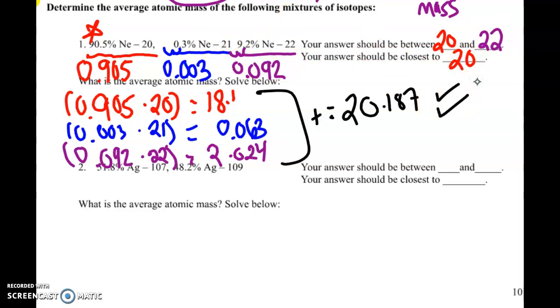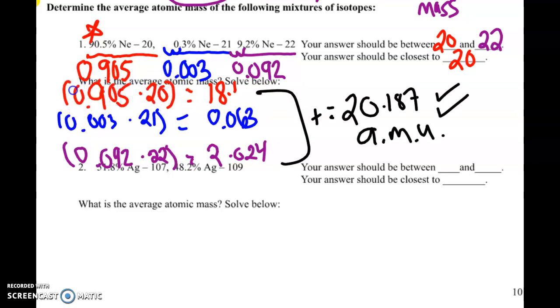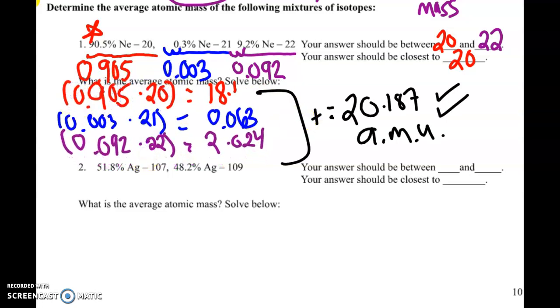But wait, I have to include my units. So remember that new unit we have, it's called AMU, atomic mass units. Basically means how many protons and neutrons there are. Okay, now we've got that example. Let's try the next one. Let's see if I can move this all up a little tiny bit. I ran out of room on my next example.